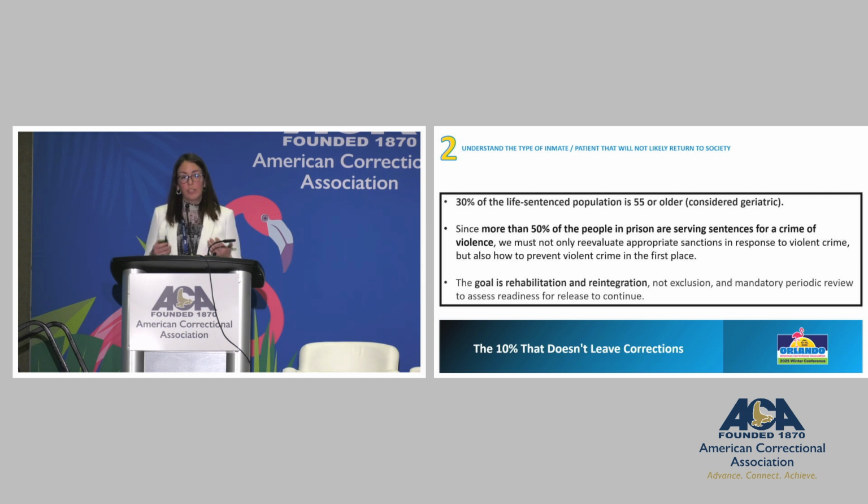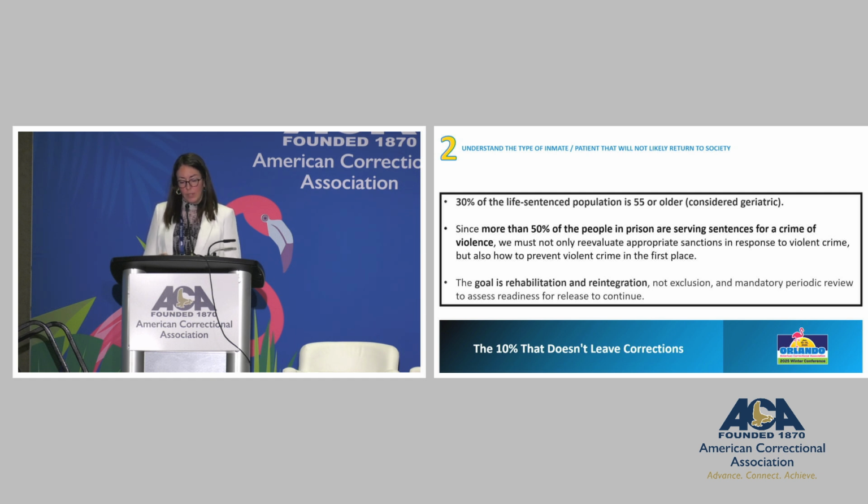So when we have 30% of those that are serving a life sentence that are 55 years or older, some say 50, that means they're geriatric. 30% have geriatric care that they're needing, geriatric spaces that they're needing. And your existing facilities typically don't have all of those ADA components. They're not very accessible. They're not easy to get around. They have lots of risk associated.